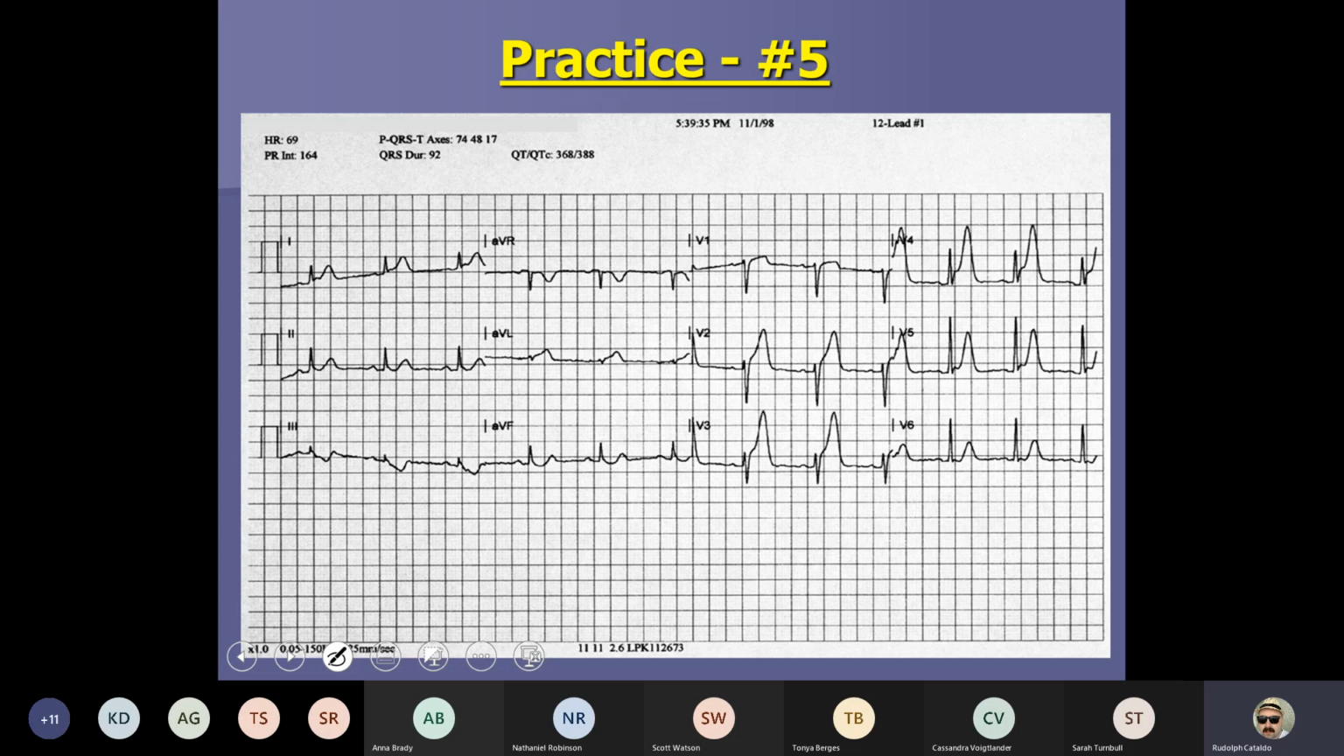All right, walk me through this. It looks like we have elevation in V2, V3, V4, 5, and I can't tell. I don't know what's going on with V1 there, but that's where I can kind of see some elevation. Okay. Looks like we have depression in maybe 3, so 2, AVF.